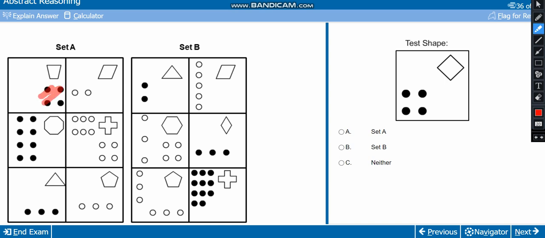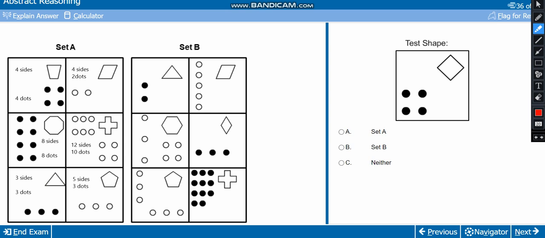Normally the dots have some sort of relationship with the shape. It should be noted that there isn't always a relationship with the dots and the shapes. However, it should be one of the first things you're looking at when attempting questions such as this. The first thing I notice with this question is that regarding the shape in set A, the number of sides it has, or the number of corners, correlates with the number of dots it has when the dots are black.